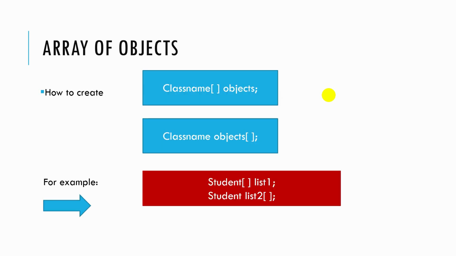Okay? For example, you create a list of objects: class name, bracket here, object, or you can put the bracket after the object name. Right? So this is how you declare it, but you need to specify the amount later using the new keyword. This is an example: class name Student, and the list here. Okay? We didn't specify the amount yet.